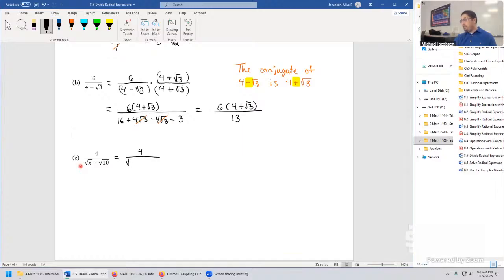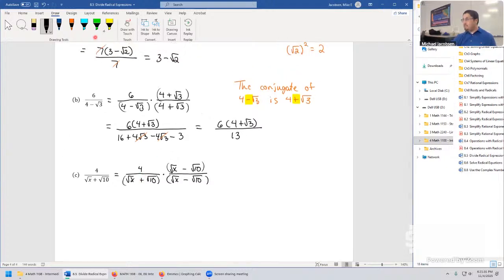4 over square root of x plus square root of 10. The conjugate is going to have a minus this time, flipping the sign from here. So it'll be root x minus root 10 in both numerator and denominator. Then we expand out the expressions.